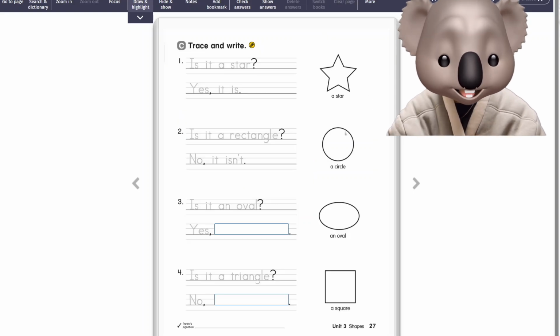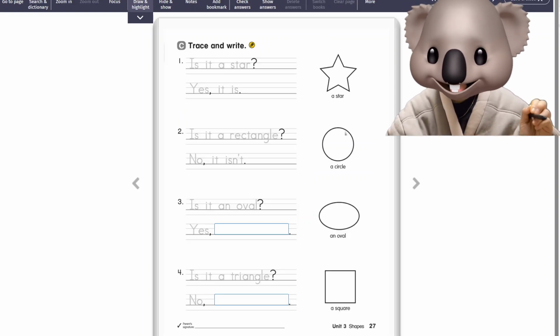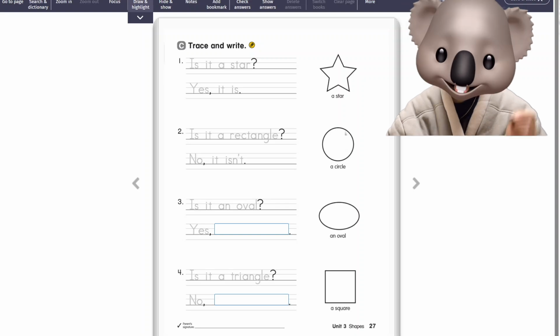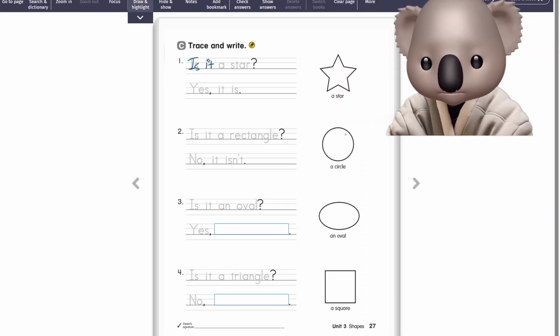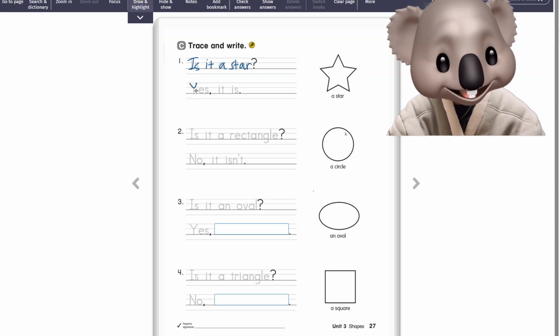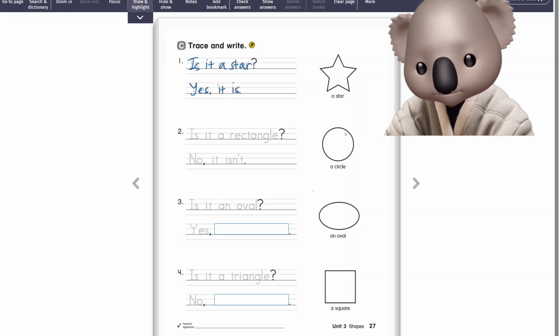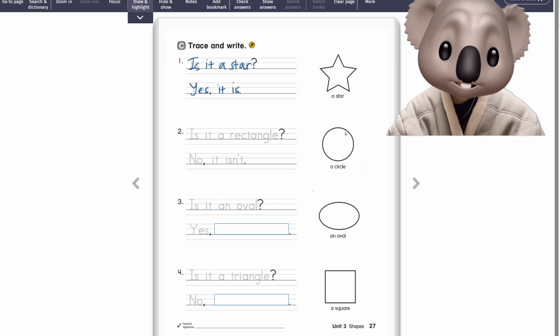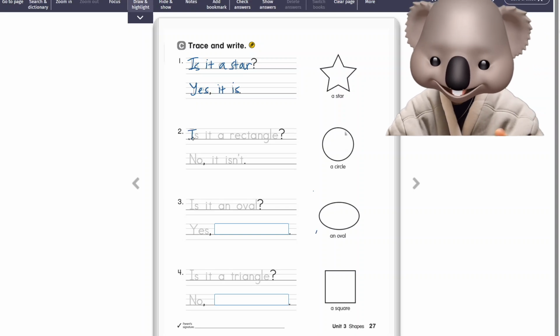On this last page, we are going to trace and write. In number 1, the question asks, is it a star? Let's trace. 별인가요? Yes, it is. Number 2, is it a rectangle? Let's trace.